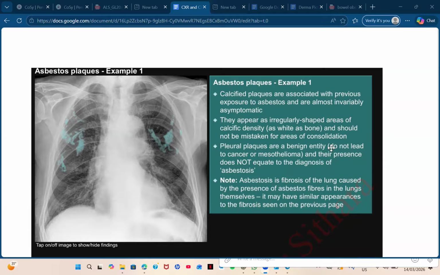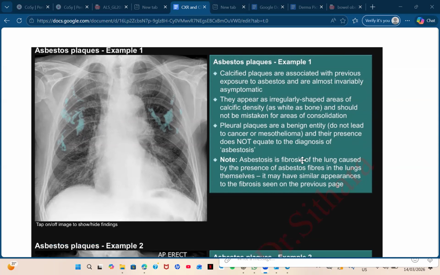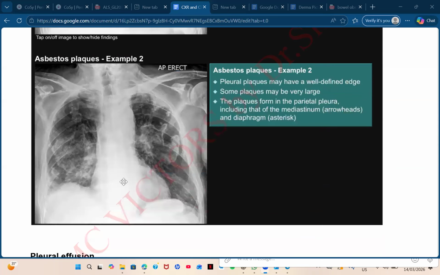Pleural plaques are a benign entity, do not lead to cancer or mesothelioma, and their presence does not equate to the diagnosis of asbestosis. Asbestosis is fibrosis of the lung caused by the presence of asbestos fibers in the lungs themselves. It may have a similar appearance to fibrosis seen in previous pages, right? And remember, they have a good calcified plaque.